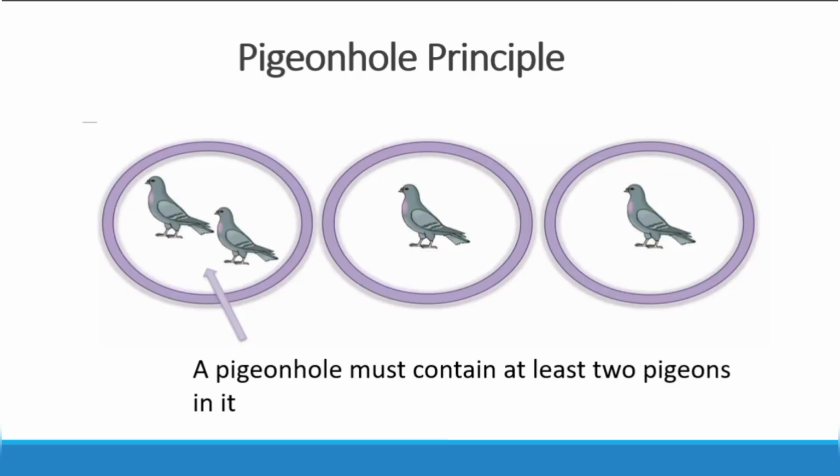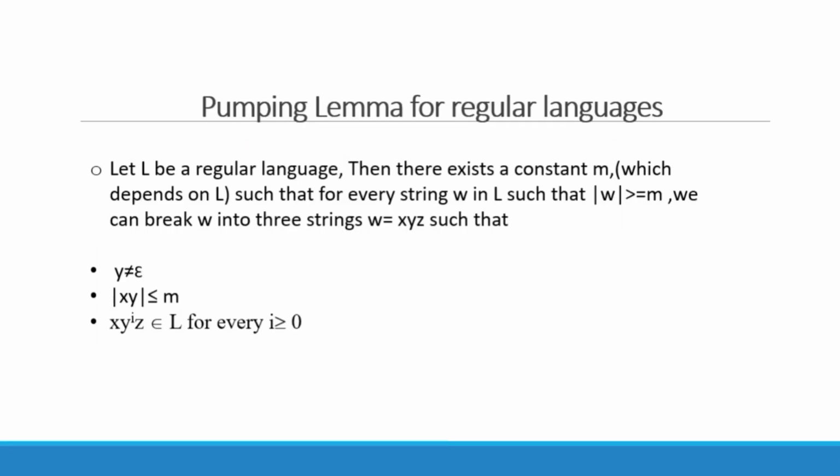For example, we have 4 pigeons and 3 pigeonholes. Here, the number of pigeons is greater than the number of pigeonholes. Then, a pigeonhole must contain at least 2 pigeons in it. So, this is the pigeonhole principle. Now, let's look at the Pumping Lemma for regular languages.